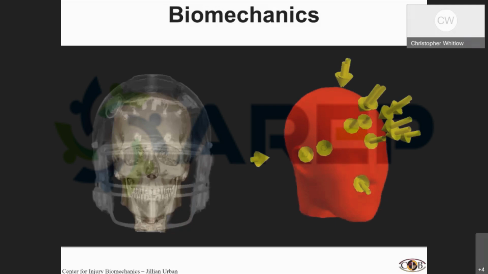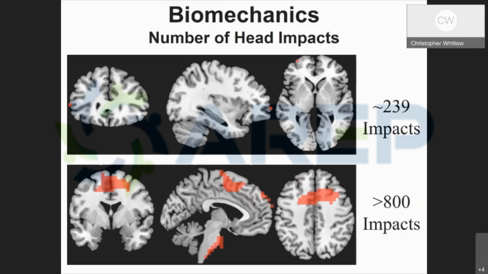And we've done some very simple studies looking at the vector of forces from our biomechanics and relating those to delta wave low frequency waveforms. And what we've seen is, well, the more impacts you have, the more abnormal delta wave activity you have. So here's 239 impacts compared to greater than 800 impacts. You can see more delta wave activity with more impacts.